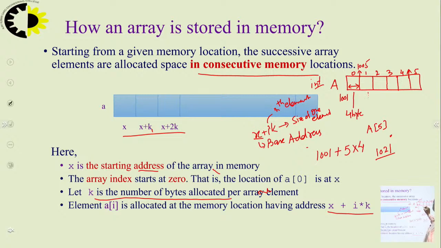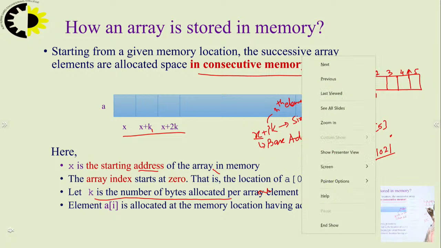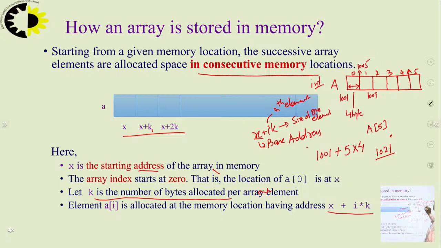So like this, the addresses will be 1009, 1013, 1017, and this will be 1021. So this is how you can find the address, because it is being stored in the contiguous memory location. That's why it is possible to find out the address.